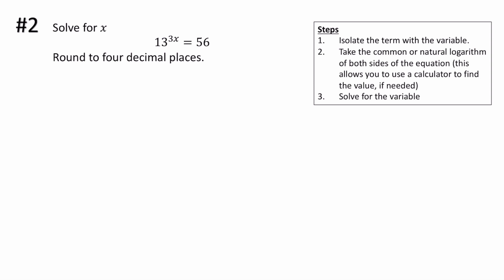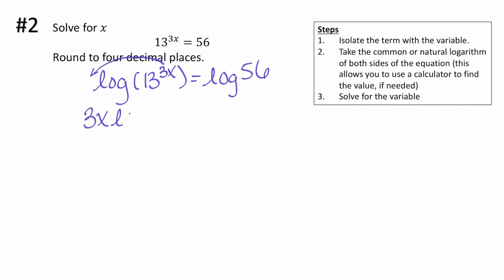So now let's work on this problem and solve for x. We have 13 to the 3x equals 56. So the term with a variable is already isolated, so we're going to go ahead and take the log of both sides in order to solve for x. So we have log of 13 to the 3x equals the log of 56. So I'm going to use the power property and bring that 3x down in front. So I have 3x log of 13 equals the log of 56.